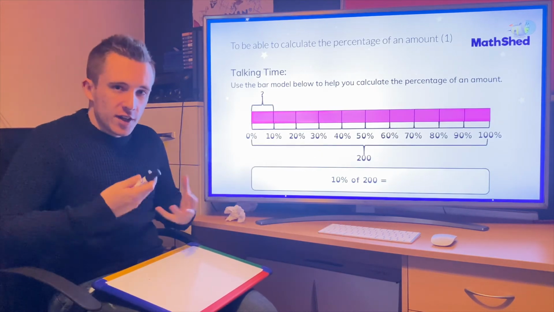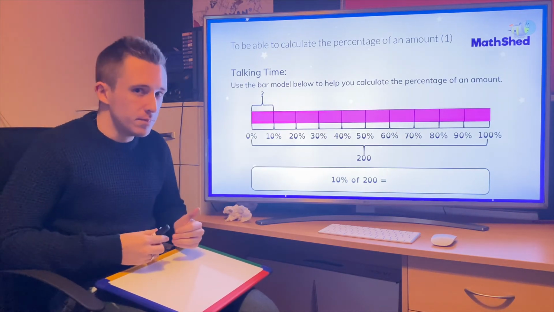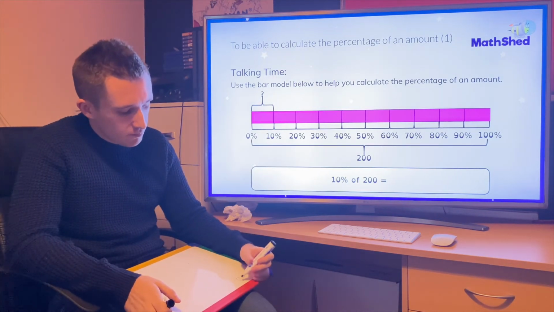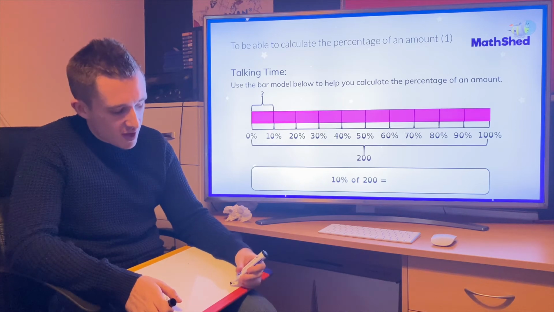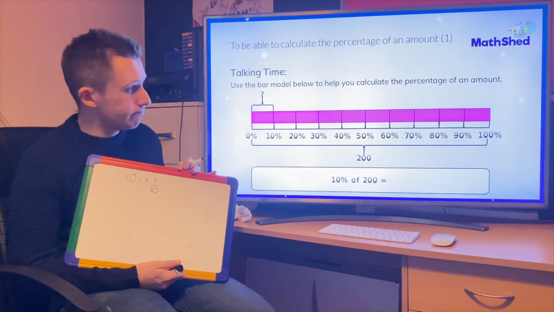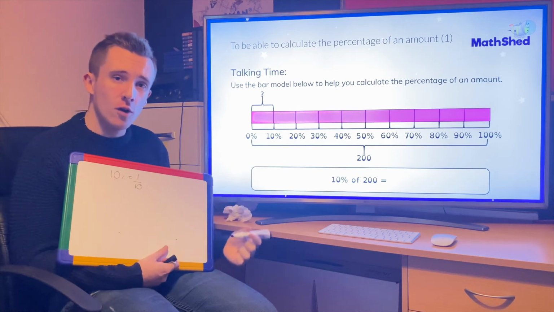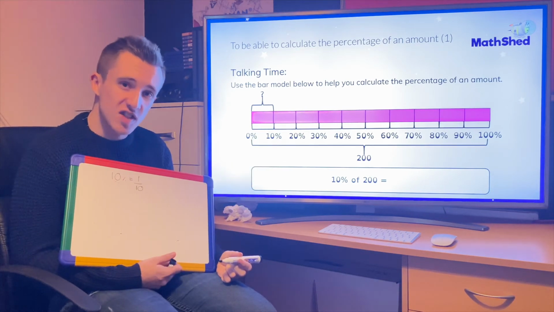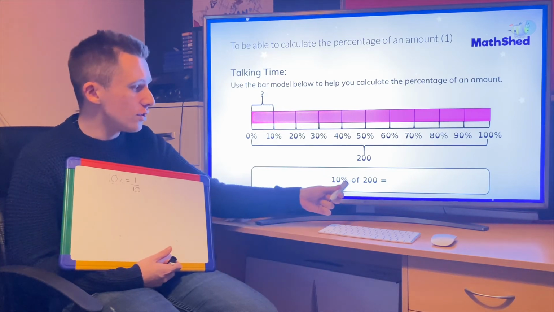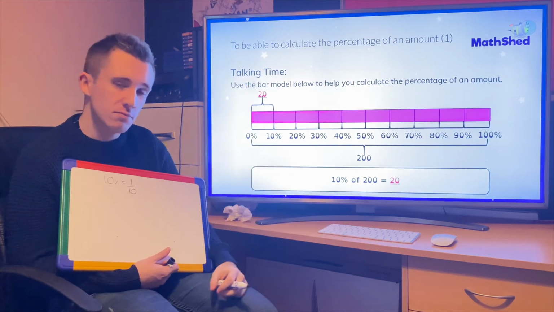All right, so we're just moving on a little bit here now. It's no more complex. We're just dividing by a different number. We're starting with 10%. Now, we know that 10% is the same as 1 over 10. And there are 10 parts, if we look here. So because there are 10 parts, we're going to divide by 10. That's nice and easy. We do 200 divided by 10, because there are 10 parts. So the answer is going to be 20.